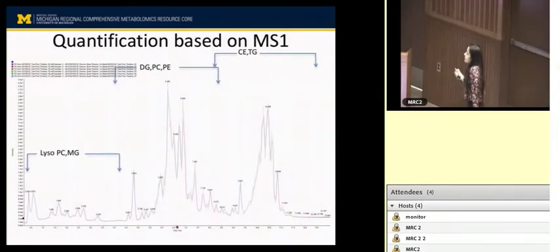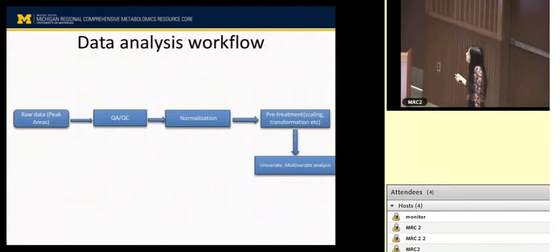Once we have this library, and when we do the second search, we go for quantification based on MS1, and the peaks are integrated based on the MS1 scans. So now we have the peak areas and the raw data, and once we get this data, we want to do our QA/QC analysis. Then we find out what the variations are and what we need to correct for, and then we go to normalization. After that, we do data pretreatment, scaling, and transformation, depending on what we are doing here, and then we go for univariate and multivariate analysis.